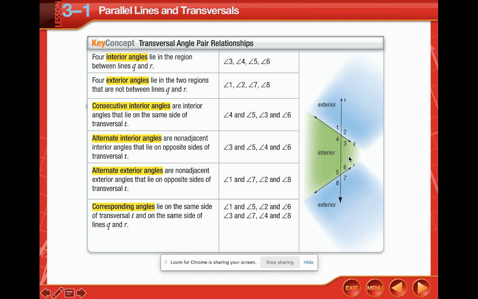Alternate interior angles are on the opposite side of T, but are inside of the interior. So that would be 3 and 5, and 6 and 4. Alternate exterior angles are angles that are on the outside, and that would be 1 and 7 because they're alternating, and 2 and 8. And then corresponding angles lie on the same side of T and on the same side of lines Q and R. So 1 and 5, 2 and 6, 3 and 7, 4 and 8.